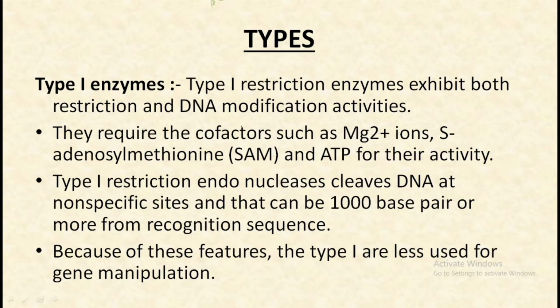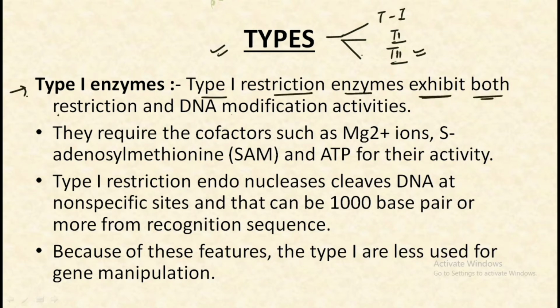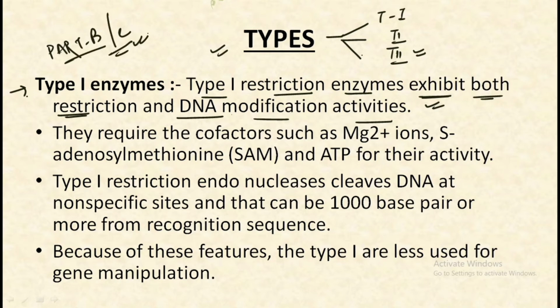So let's move forward and understand the types of restriction enzymes. Basically we have three types: type 1, type 2, and type 3. The type 1 restriction enzyme exhibits both restriction and DNA modification activities. You need to learn the differences between the three types of enzymes. Why? Because questions have been framed from this area in part B as well as in part C. So make sure you have a good grip of this topic.